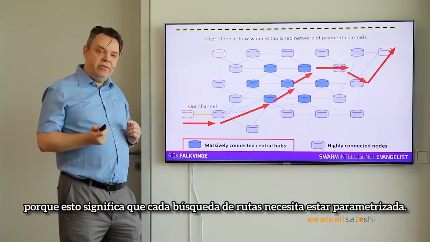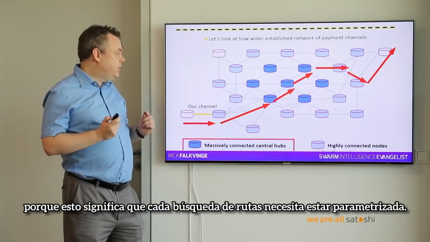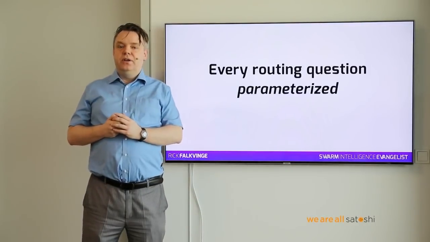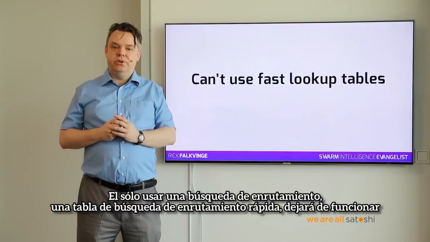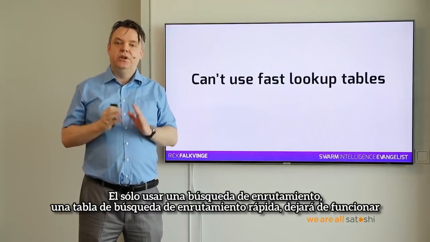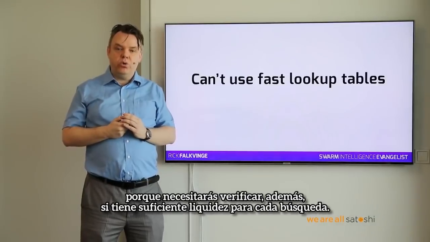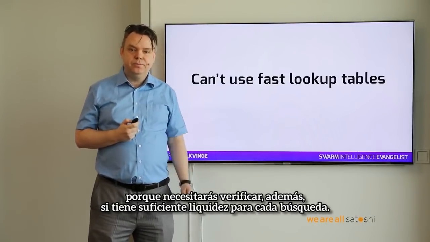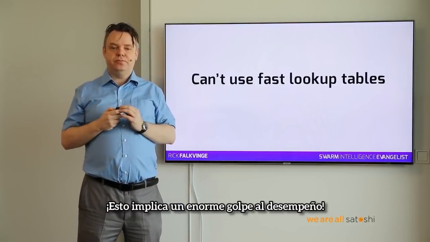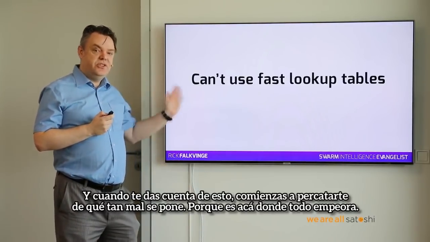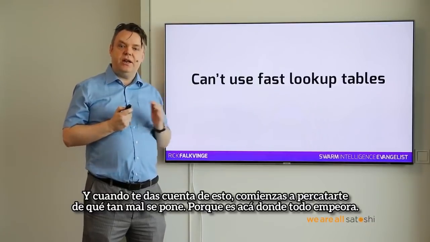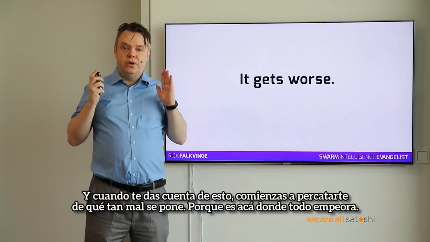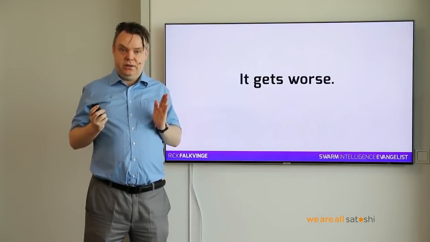Because this means that every single routing lookup needs to be parameterized. Just using a fast routing lookup table will no longer work because you need to also check if it has sufficient liquidity for every single lookup. It has a huge performance hit. And once you realize this, you start realizing just how bad it gets. Because this is where it goes really bad.